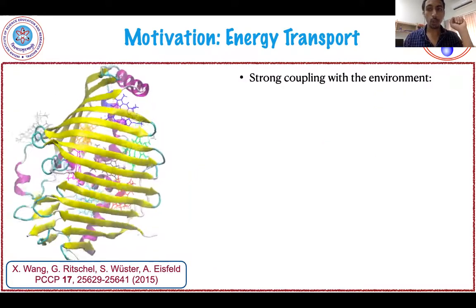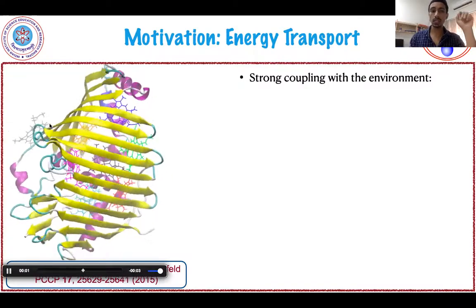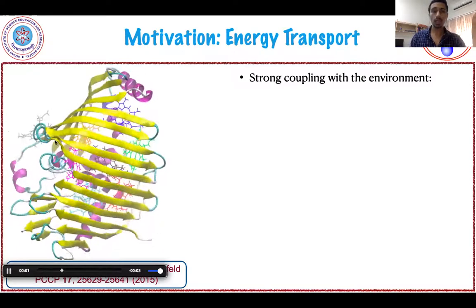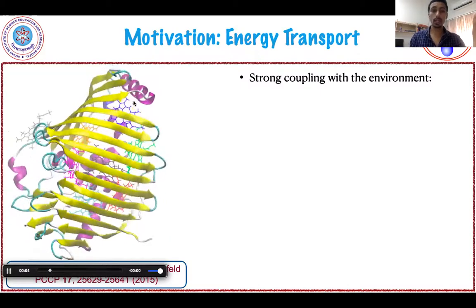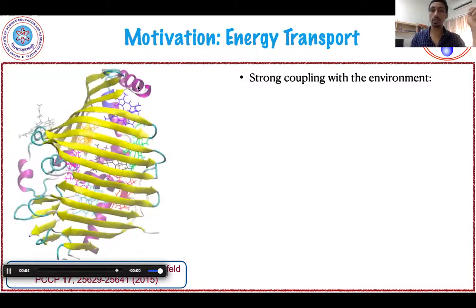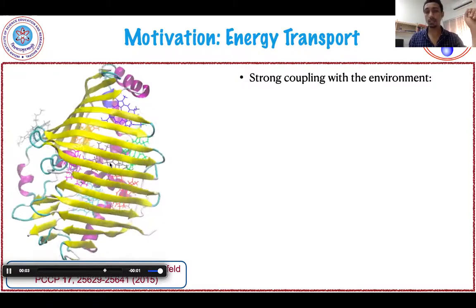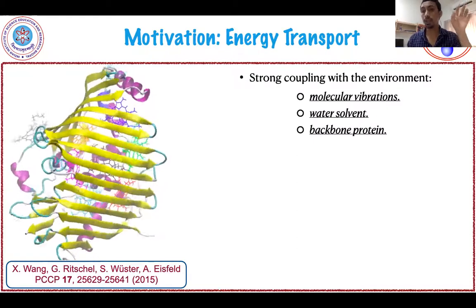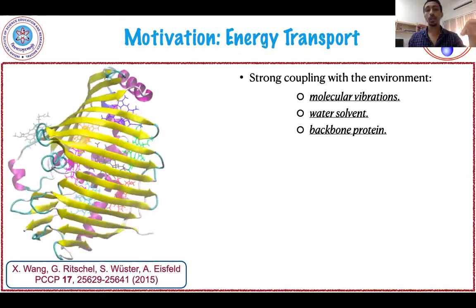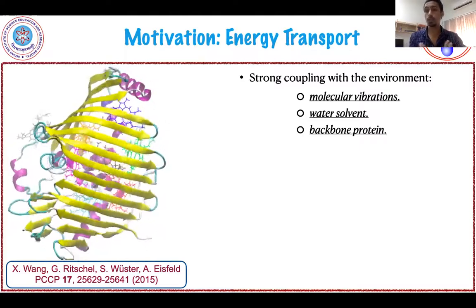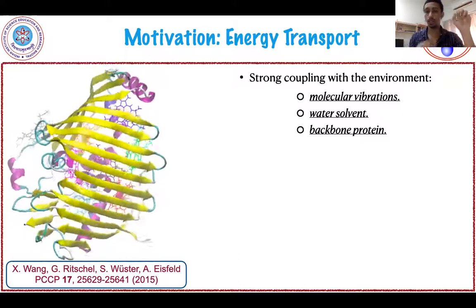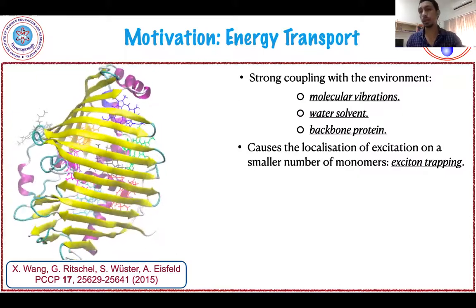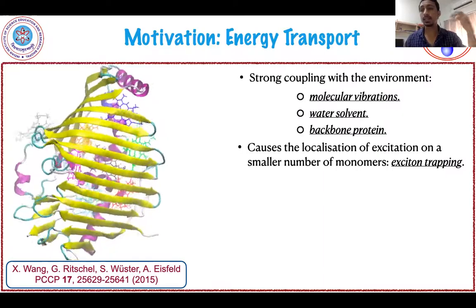The problem here is that, as you see in this movie, this is the simulation of the thermal vibration of the FMO molecule inside this cage of protein. The gray and blue sticks are the molecules, and the yellow strips are the protein. You see that these vibrations are present in molecular aggregates. There is strong coupling of the excitation energy with these vibrations, the backbone protein that you see here, as well as the solvent where the molecules are placed. This strong coupling with the environment causes the localization of excitation on a finite number of molecules, a phenomenon that we call exciton trapping.